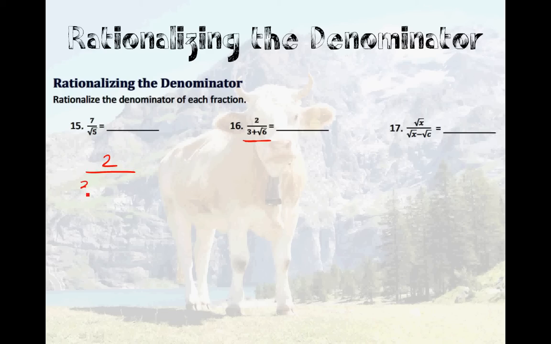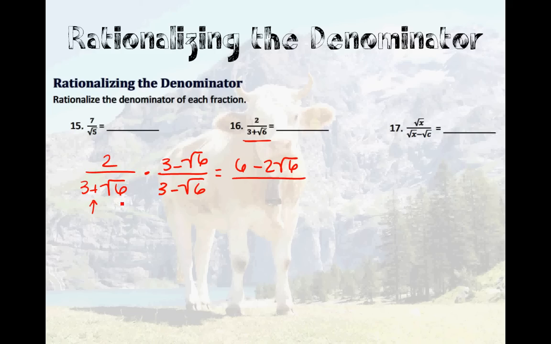So 2 over 3 plus square root of 6. In general, the key is you're going to multiply by the denominator. But in order to get the whole thing to cancel out, you need to change this sign. So since that's a plus, you're going to change to minus. When you multiply that out, you get 6 minus 2 root 6 in the numerator. And then in the denominator, you see that it's the difference of squares, which is why we had that example in the warm-ups. So this would be 9 minus 6. So I squared this, squared that. If we simplify that, I have 6 minus 2 root 6 over 3, and that would be the answer.